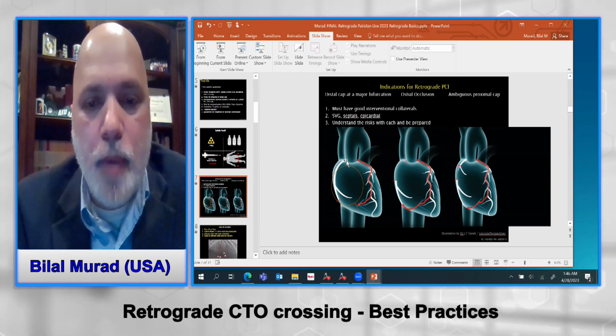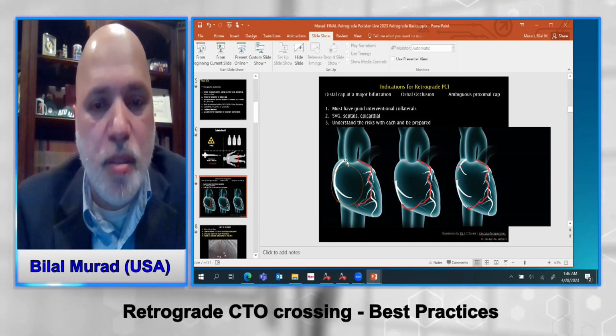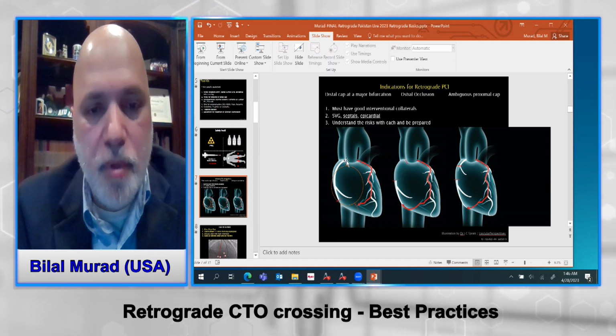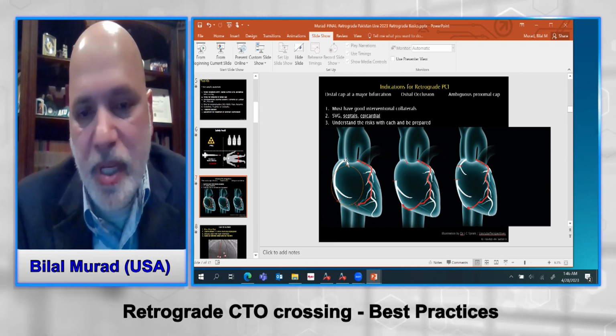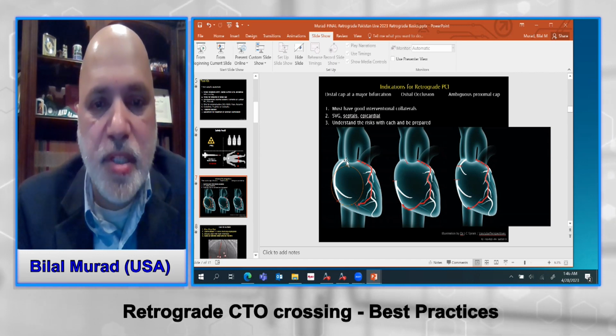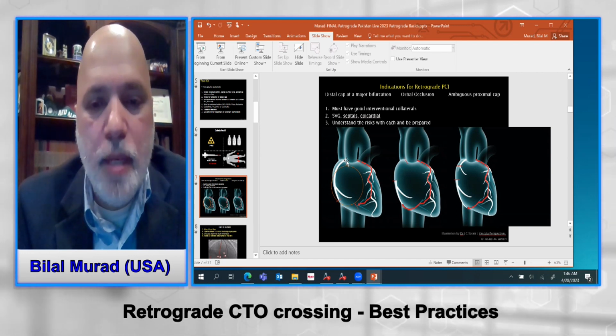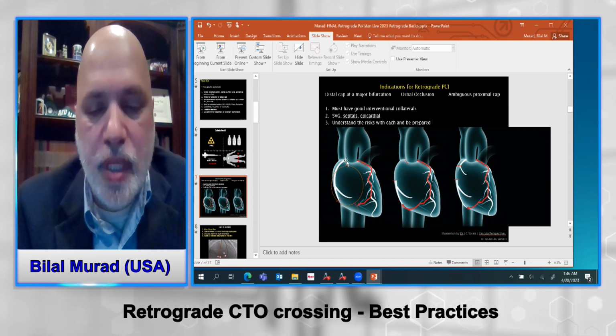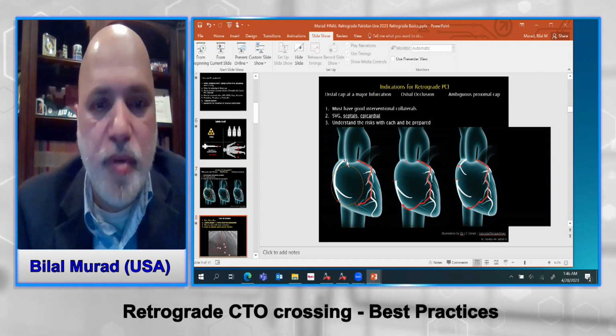The three options are going to be vein grafts, which are the best and the safest ones, septal perforators from the LAD to the PDA or vice versa, or of course the epicardial collaterals that can be from the RCA to the circumflex or vice versa. Being aware of the risks of each of these and being prepared is really essential.